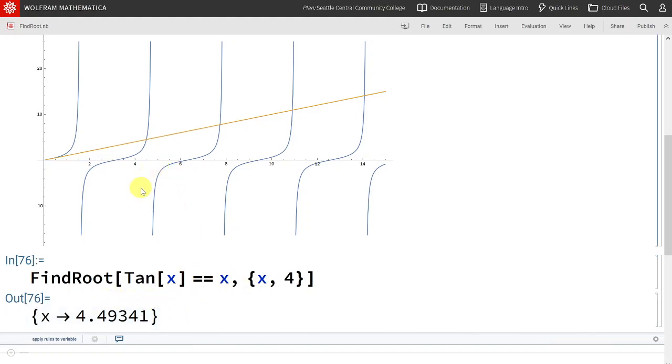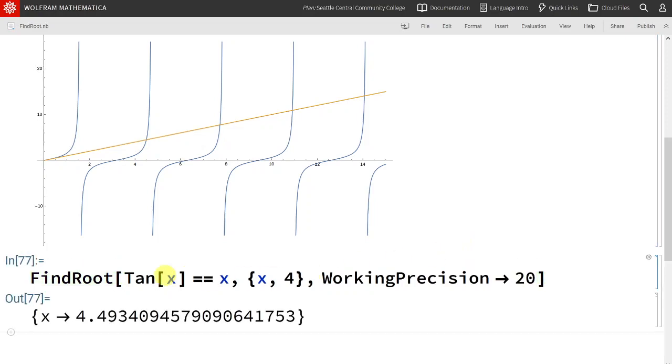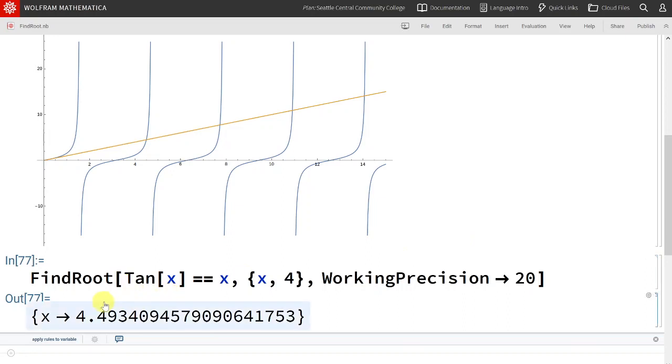digits, 4.49341. If we want more digits, we can type comma, WorkingPrecision arrow 20. This finds the solution to 20 digits.